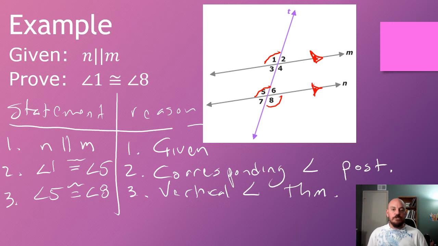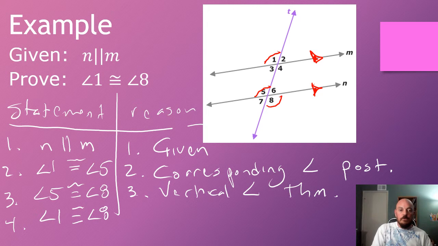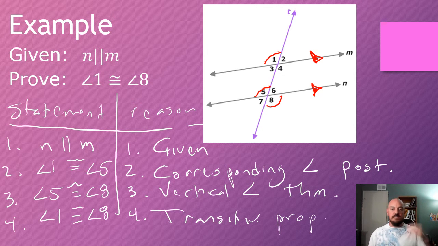So now if you look at your picture, we can see 1, 5, and 8 are all congruent to each other. 1 is congruent to 5, 5 is congruent to 8, they're basically all the same. That's the transitive property. So I'm ready to say angle 1 is congruent to angle 8. The reason is the transitive property, which says that if two things are congruent to the same third thing, then all three of them are the same. So if angle 5 is congruent to both angle 1 and angle 8, then angle 1 and 8 are the same thing. They're also congruent.